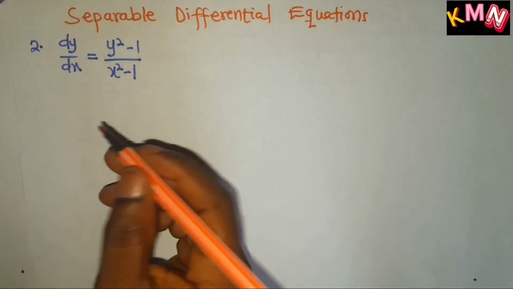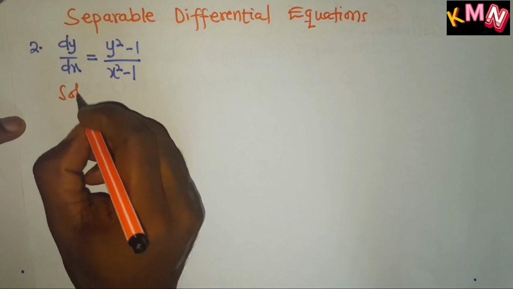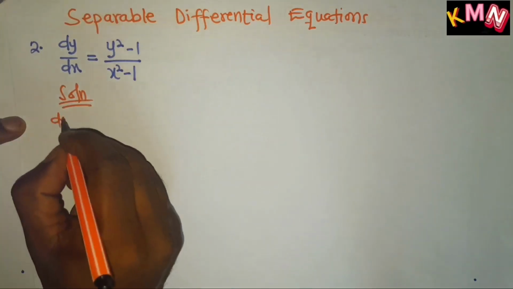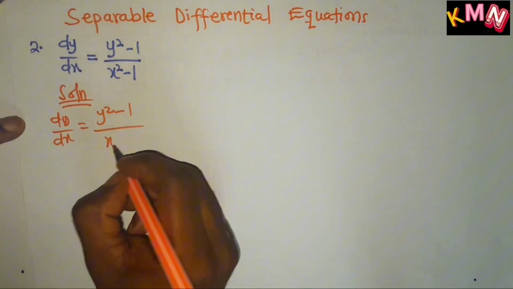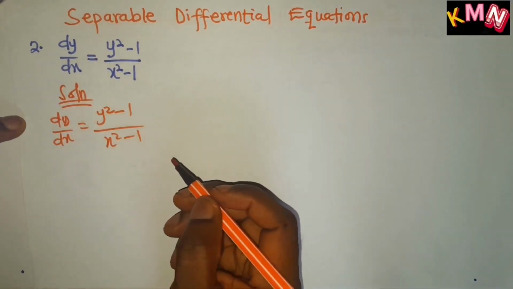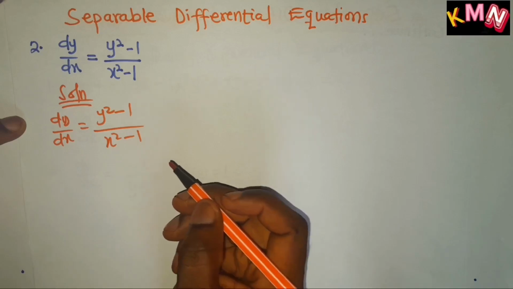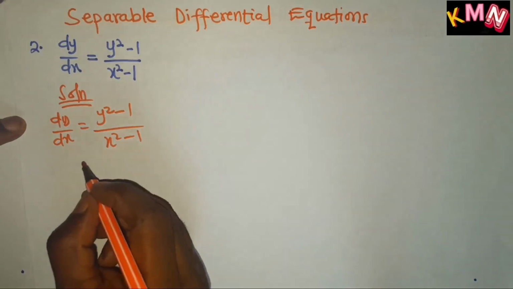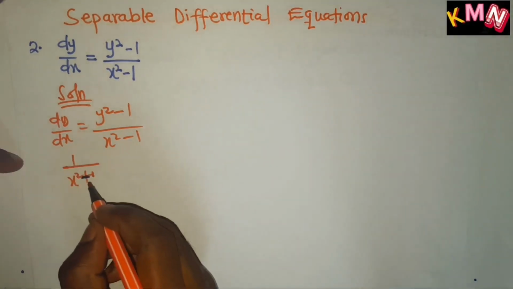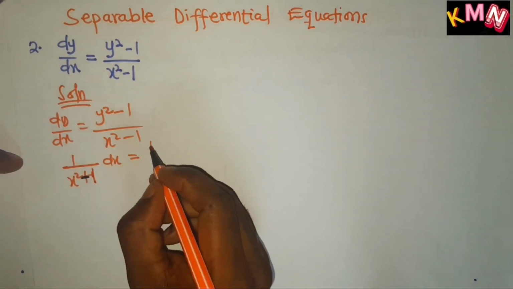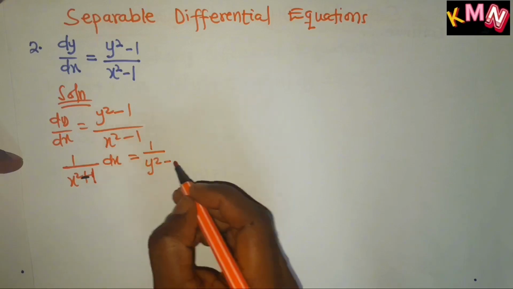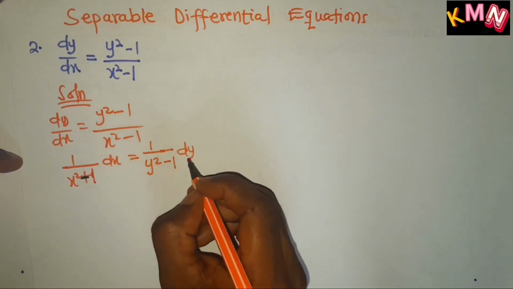So our second problem, let's look at the solution. We are given dy/dx equals y squared minus 1 on x squared minus 1. So over here we need to separate it, and you can see clearly that separating this, we are going to get 1 on x squared minus 1 dx equals 1 on y squared minus 1 dy.